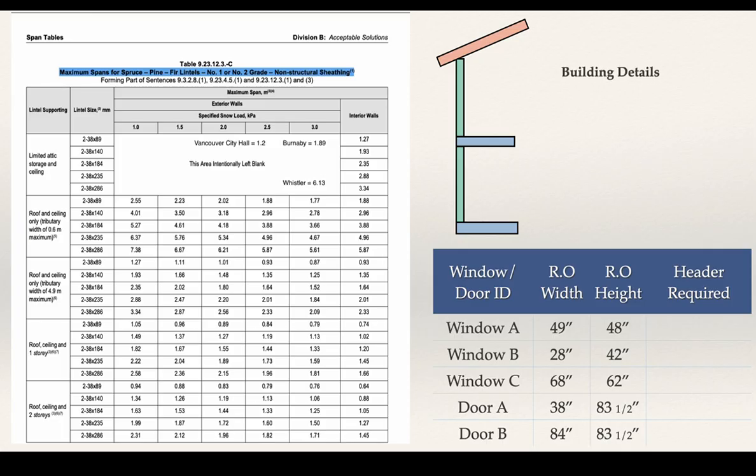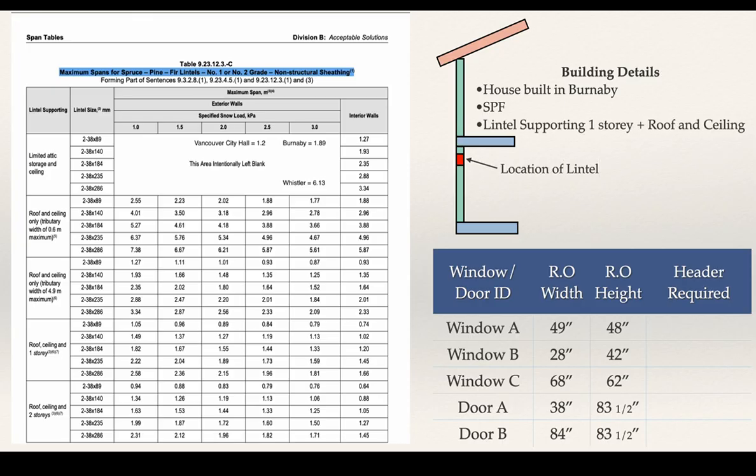Here we have a place built in Burnaby. So the house is built in Burnaby where you're going to use SPF material. That's where the lintel is. So the lintel is carrying 1 story plus a roof and a ceiling. So it's carrying this floor plus the roof and the ceiling above. And for Burnaby, the SS number is 2.7 and the rain is 0.4. So 0.55 times 2.7 plus 0.4 is 1.89. So 1.89, unfortunately for us, is too big for the 1.5. So we're going to have to jump up to the 2.0 column here.